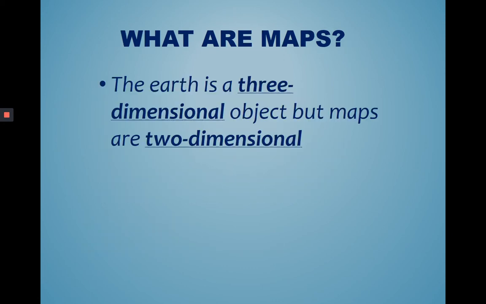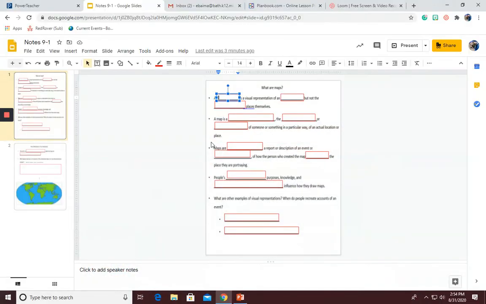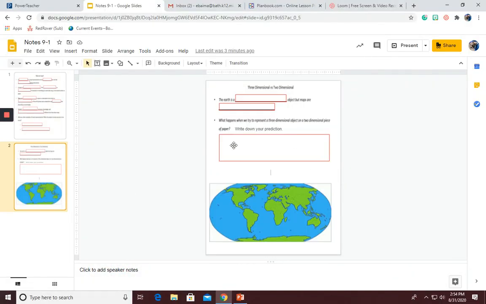Now, one problem that we're going to look at tomorrow is that the Earth is a three-dimensional object, but maps themselves are two-dimensional. What do you think happens when you try to represent three-dimensional objects on a two-dimensional piece of paper? I would like for you to brainstorm what you think the answer might be to this question on your notes page. You will see that there is a large box here for you to write down your prediction.